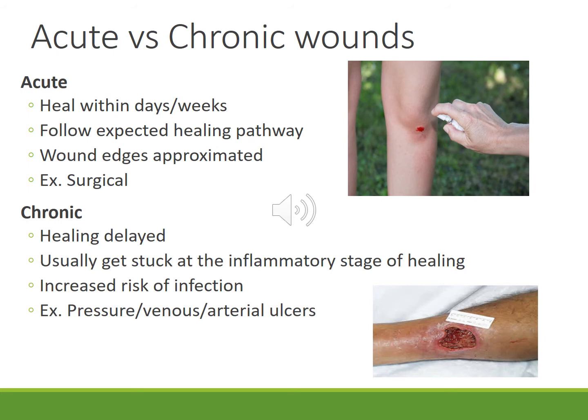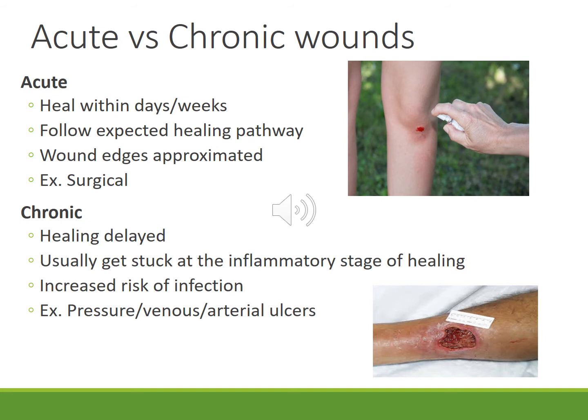And so this will more than likely heal within a few days or a week, and we'll have that normal healing path. But when we begin to talk about chronic healing, or chronic wounds, we begin to see a delay in healing. So something happens, some type of infection, where this gets stuck in the inflammatory stage of healing. And as I said, we'll go through those stages. But we see this a lot with pressure ulcers, venous or arterial ulcers.